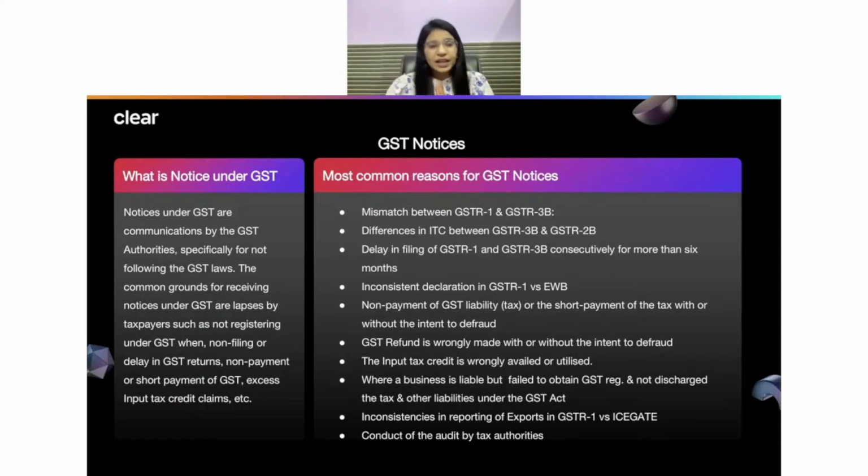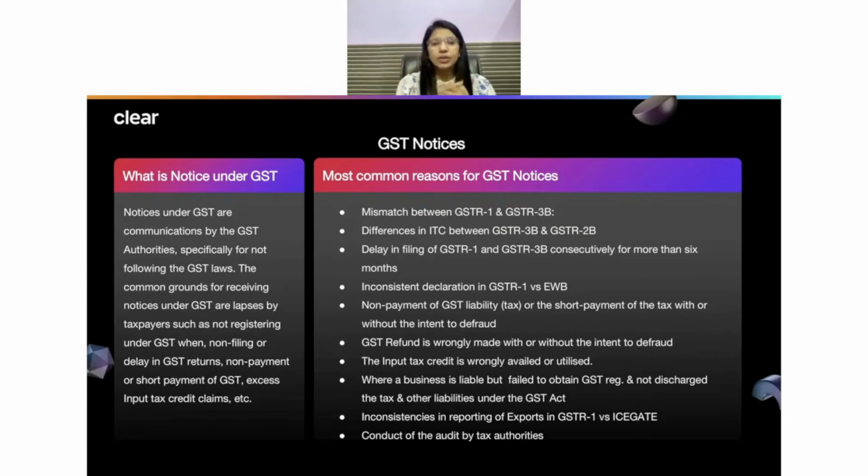But can we reply on time and make sure that our time is not wasted the time the notice is being received by the department? And we are ready. We know that there's a discrepancy, but we are ready to tell them, hey, I know that there's a difference between this, and this is the reason for this. And accordingly, I don't have to worry about that.